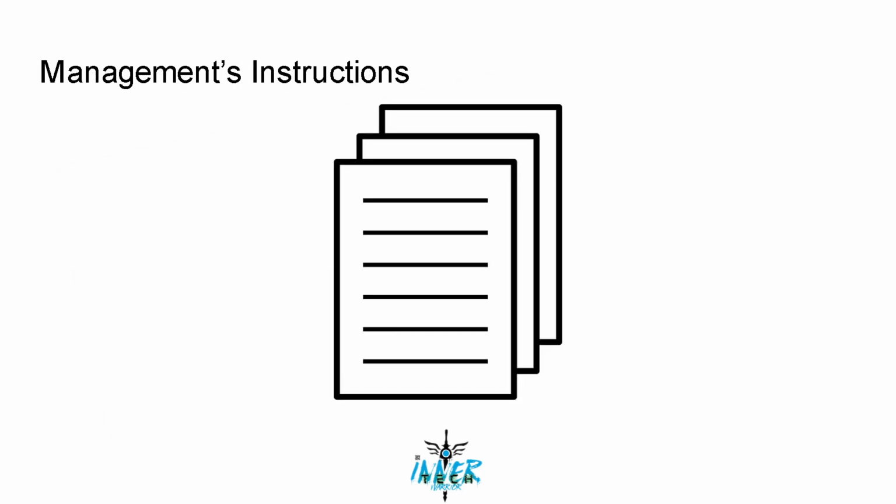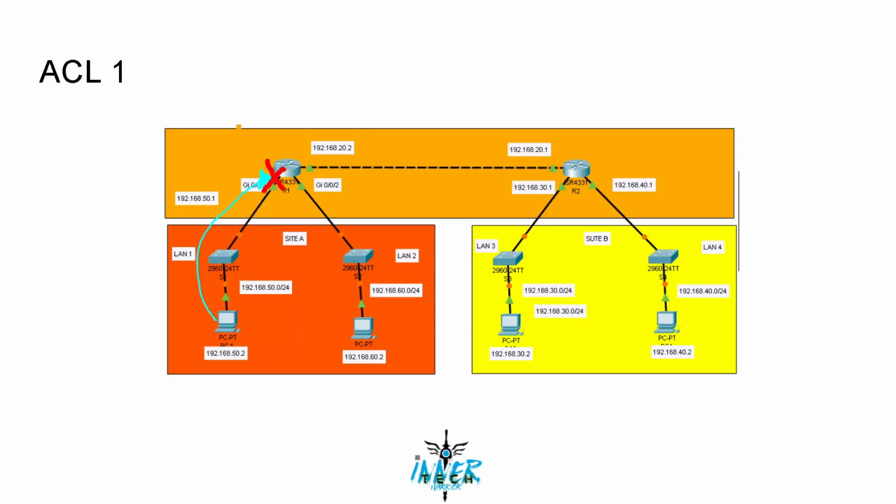So let's see what ACLs management wants us to make, and what company policy states for creating ACLs. ACL 1 is a standard numbered ACL. It needs to deny traffic from LAN 1, which uses the IP network 192.168.50.0/24, from reaching all other LANs and their networks.